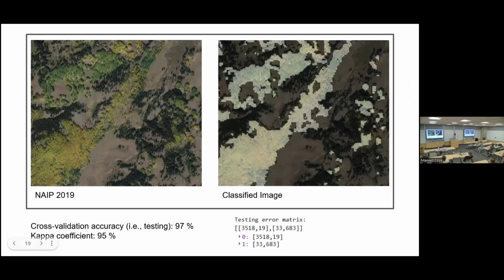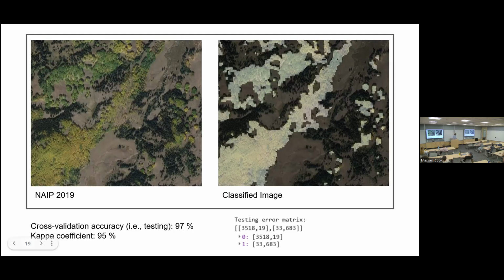So at least out of bag error, right? Basically the model performance using the train and testing data is resulting in this really high classification accuracy, cross-validation accuracy of 97%, which means the model is doing really well with its training data. And then a kappa coefficient of 95%, which means that there's a lot of agreement between our training data and our validation data.